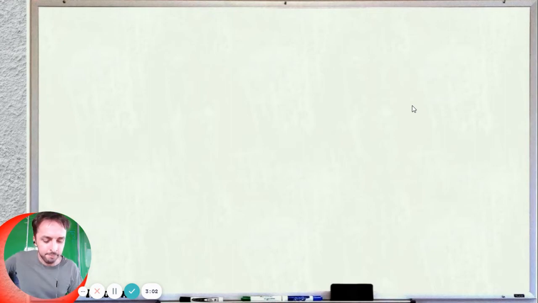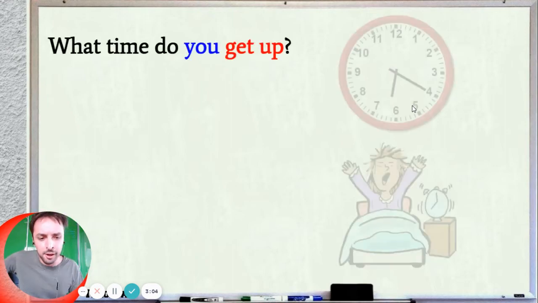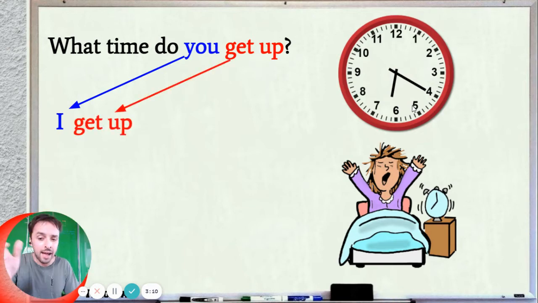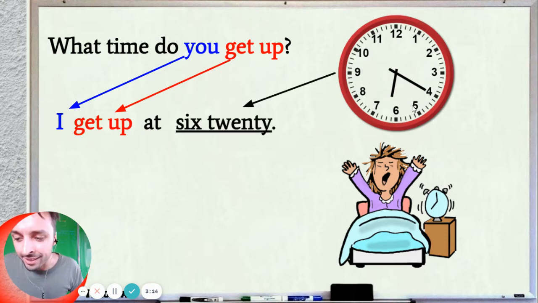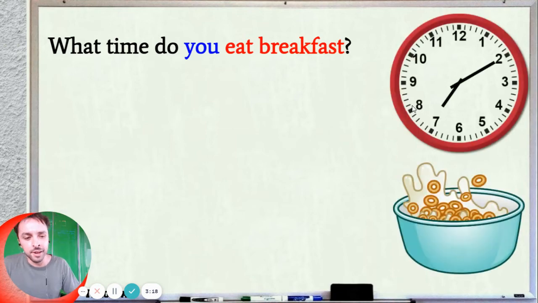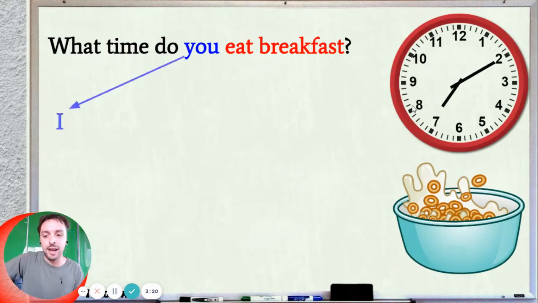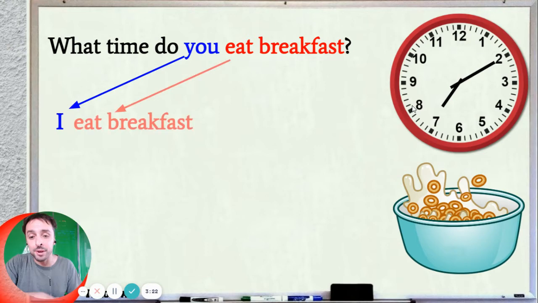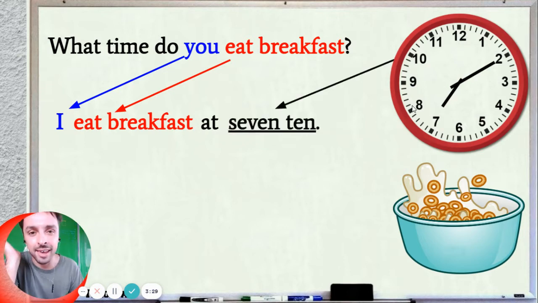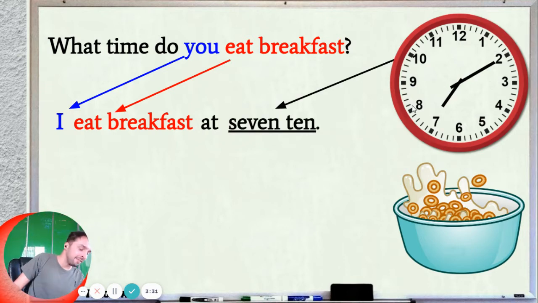How do we answer it? Okay, what time do you get up? Here's the clock. You changes to I, the verb, I get up at the time, which you know is 6:20. Okay, next one. What time do you eat breakfast? There's eat breakfast. You changes to I what? I eat breakfast. I eat breakfast at what time? 7:10. I eat breakfast at 7:10.